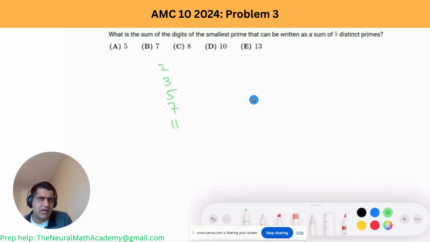But the number that I get is an even number. So it means that I have to take 2 out. I cannot consider 2 because otherwise it is not giving me an odd number or a prime number. But I need a prime number.